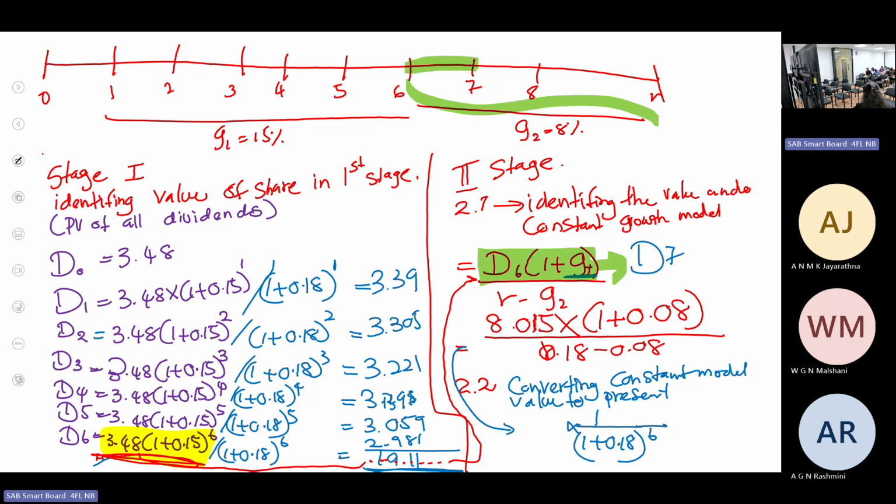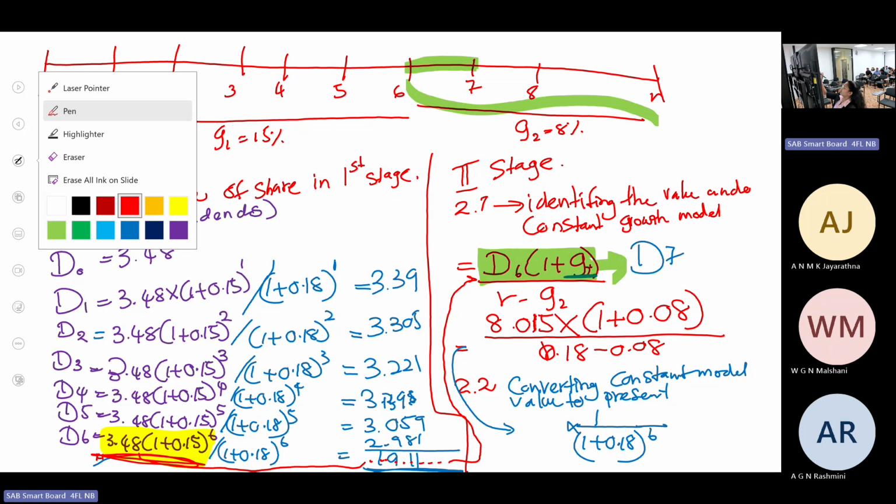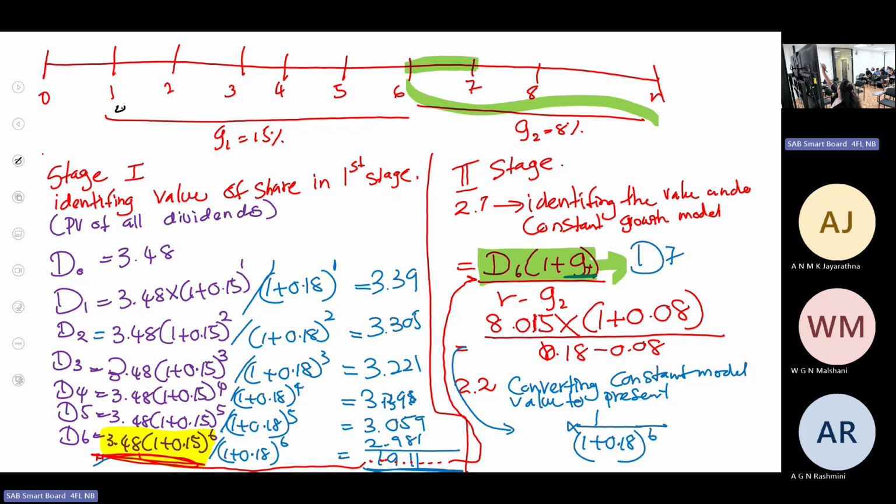3.48 multiplied by 1 plus growth rate to the power 1. How much is it? 4.0. D2. You tell me D2. How can we calculate D2? This is the way of calculating D2. See here: 3.48 multiplied by 1 plus growth rate to the power 2. Tell me the answer.